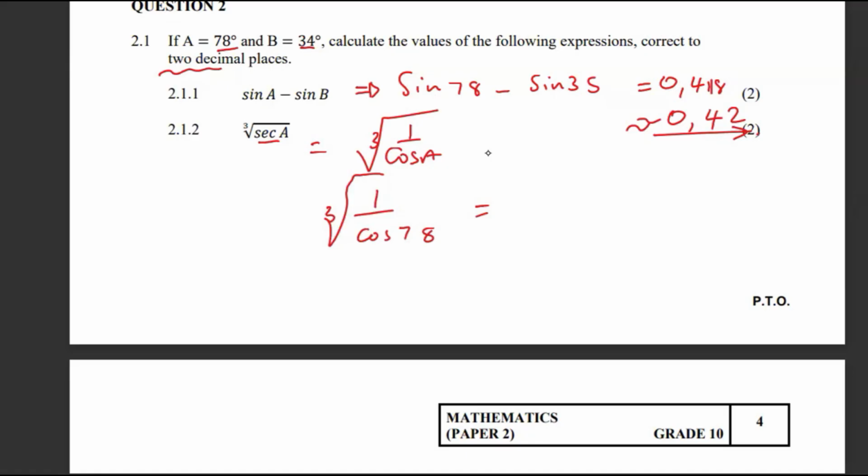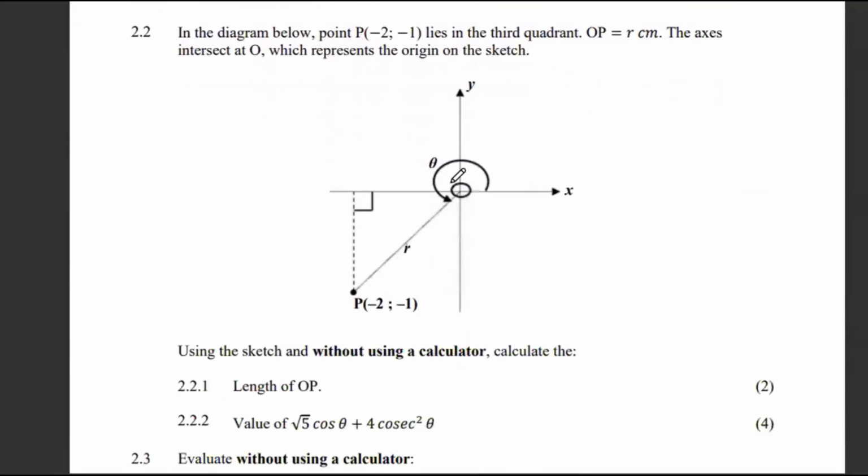Okay, so 1 over, we're saying the cos of 78. I'm getting 2.19. So that's how we answer 2.1. Then 2.2. In the diagram below, P is (-2, -1), lies in the third quadrant. OP is R centimeters, okay? The axes intersect at origin, which represents that, okay? Use the sketch without using a calculator to get the following.